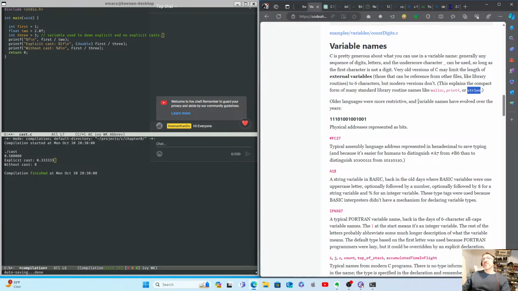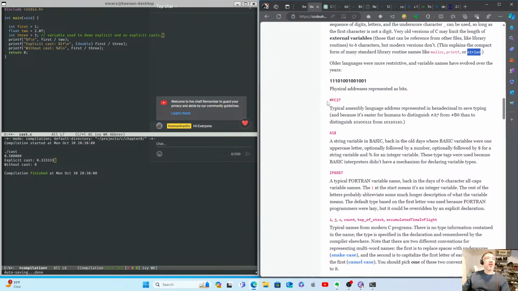Older languages are more restrictive, and variable names have evolved over the years. So, 110101001001001: physical addresses represented as bits. Hashtag FC27: typical assembly language addresses represented in hexadecimal to save typing. Because it's easier for humans to distinguish hashtag A7 from B6 than to distinguish this binary from this binary. That's true. I mean, I'm not there yet.